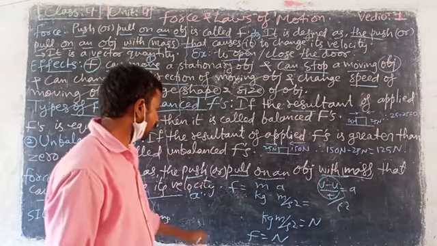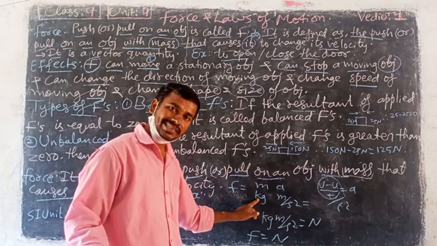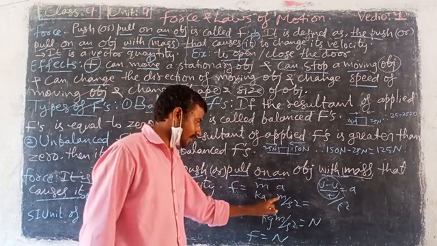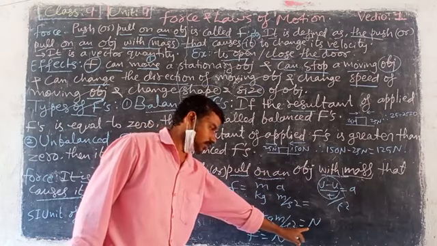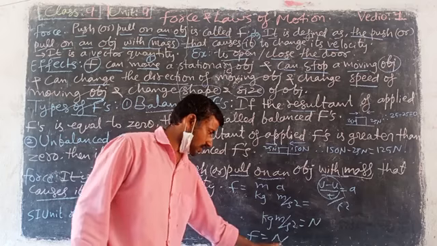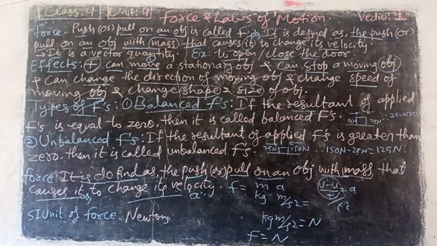Right, look here. Then F is equal to ma, mass in kg, SI unit, a in meter per second square. So kg meter per second square is equal to newton. So force is measured in newtons. SI unit of force is newton. Clear? Thank you.